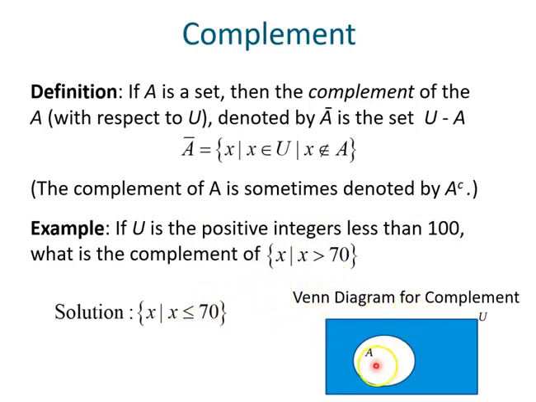The Venn diagram of the complement. A is represented by the inside of this ellipse. The complement of A is the outside of the ellipse. That is any point from the universal rectangle that is not in A. This is the blue part of U.